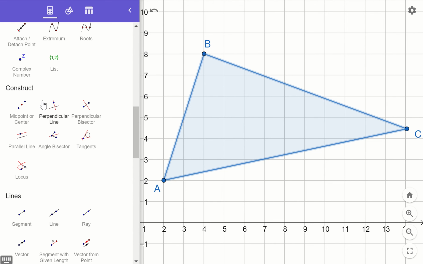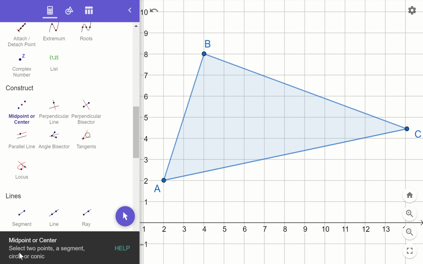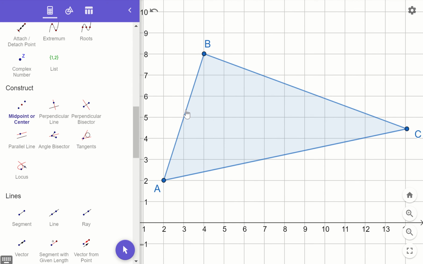You can see that under the construct menu, there's a lot of steps. There's a few steps involved with finding this, but this is like, hey, construct midpoint or center. So basically, it tells me select 2 points, a segment, a circle, or conic. So all I have to do is just pick a segment, and it will construct the midpoint. And I don't have to click near the middle, right? If I want the midpoint of this, I could just click somewhere on that line, and there it is. Point E is the midpoint.